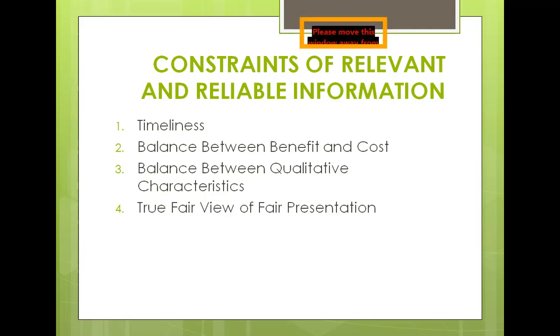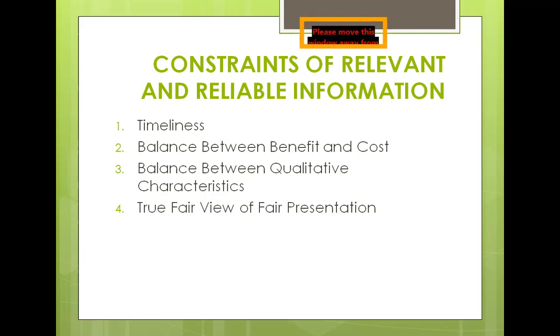Second one is the balance between benefit and cost. The balance between benefit and cost is a pervasive constraint rather than a qualitative characteristic. The benefits derived from information should exceed the cost of providing it, of course. The benefit should exceed the cost. Okay, take note of that. The evaluation of benefits and costs is, however, substantially a judgmental process.